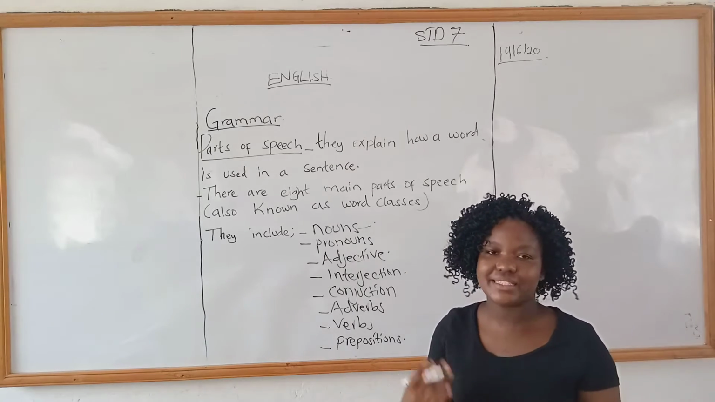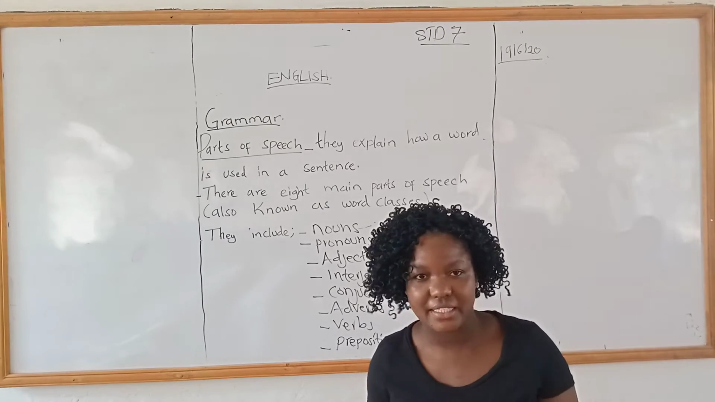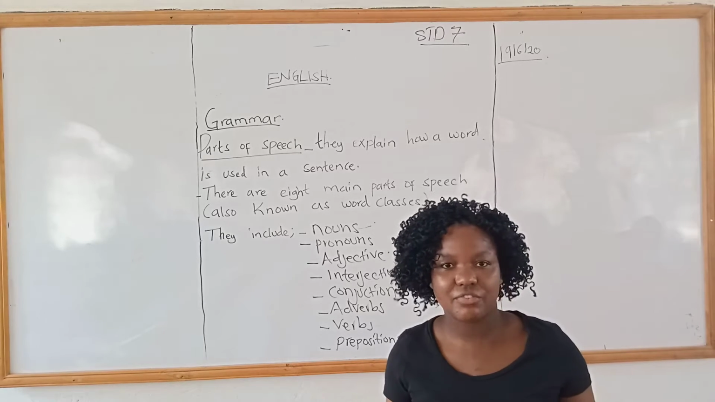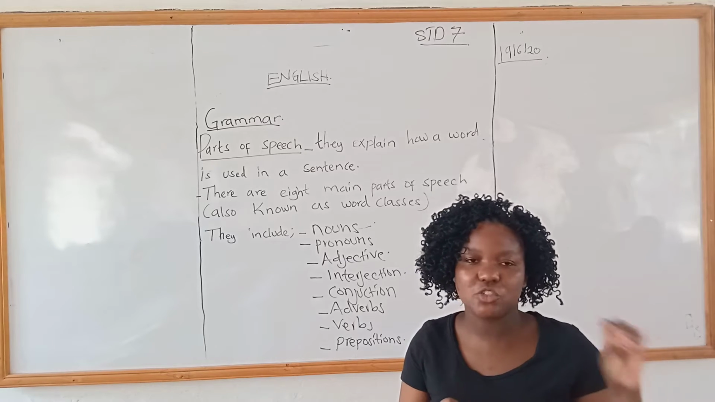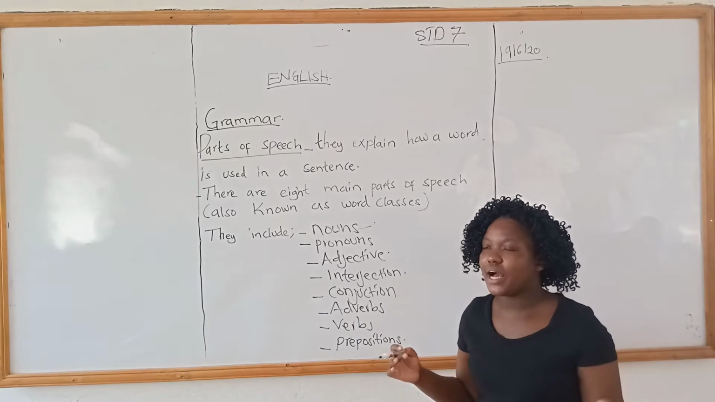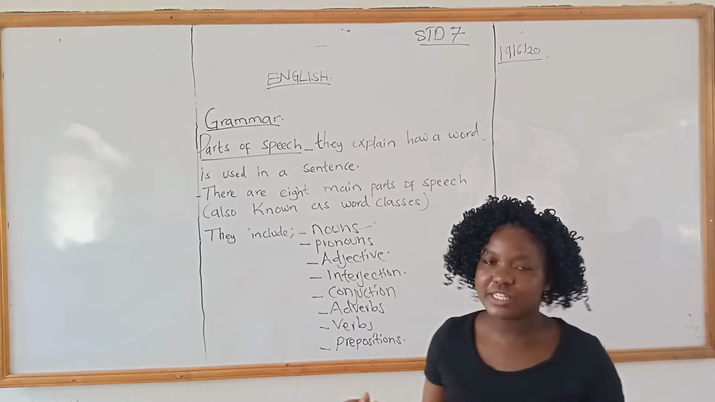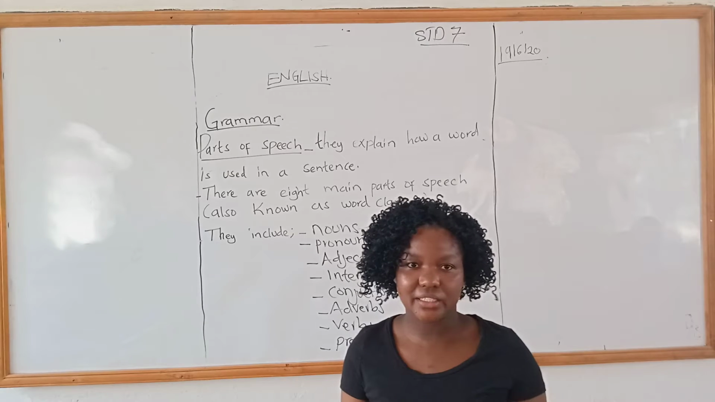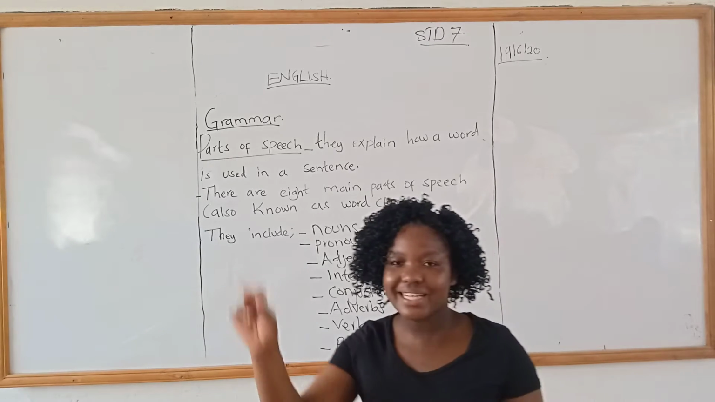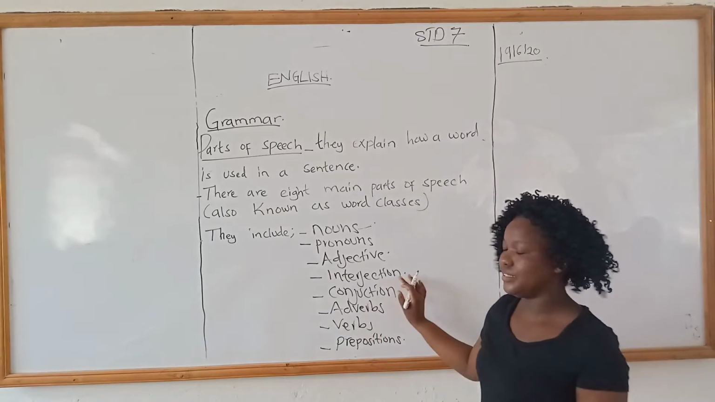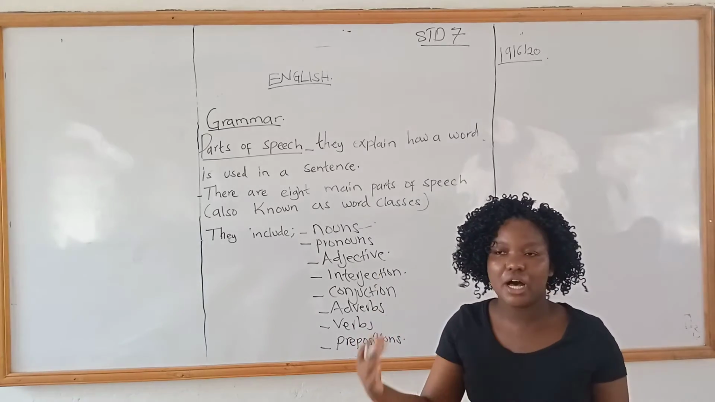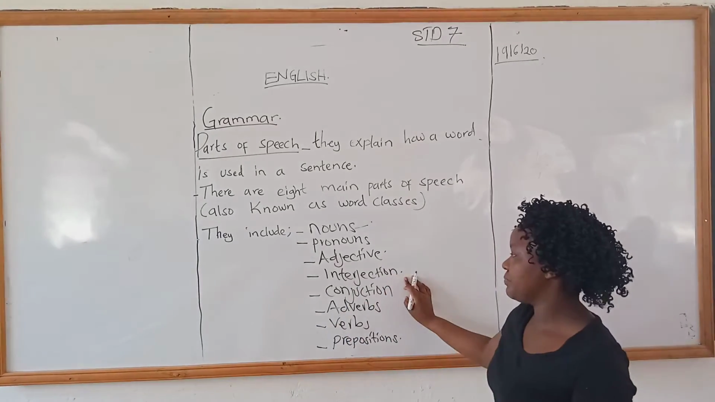Interjection. Interjections are words that are used to express our feelings. You've won a prize. How do you express yourself? There is a word you can use. For example, you are walking on the road, then you step on the mud. How do you react? Do you just laugh? No, you will have to say yuck. So that yuck there is an interjection. An interjection explains how you feel about something.